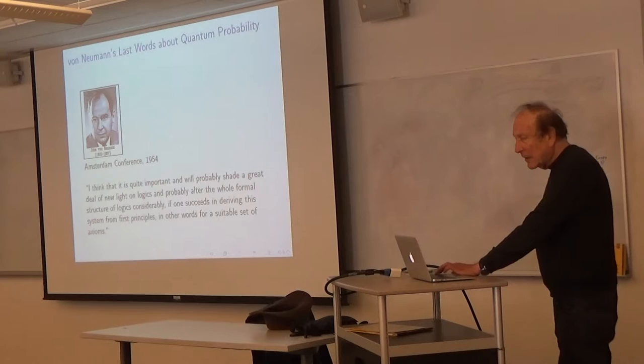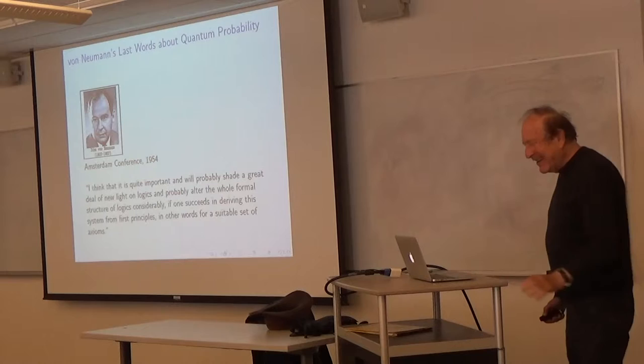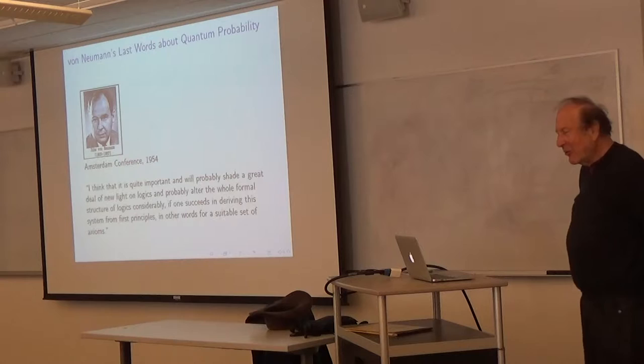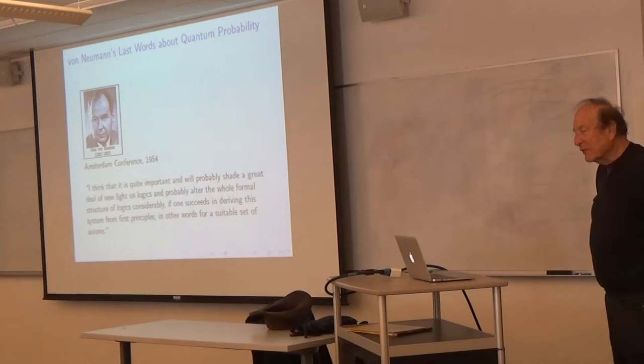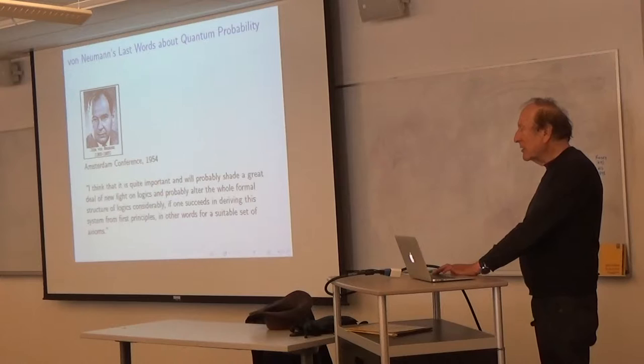Here's von Neumann's last words on quantum probability. It's my first words for what I'll be doing. Okay, he says, I think it's quite important and will probably shed a great deal of new light on logics and probability, and altered, I guess, the whole formal structure of logics considerably, if one succeeds in deriving this system from first principles, in other words, from a set of axioms. Okay, sort of like Euclidean geometry, or maybe Kolmogorov probability theory, or something.